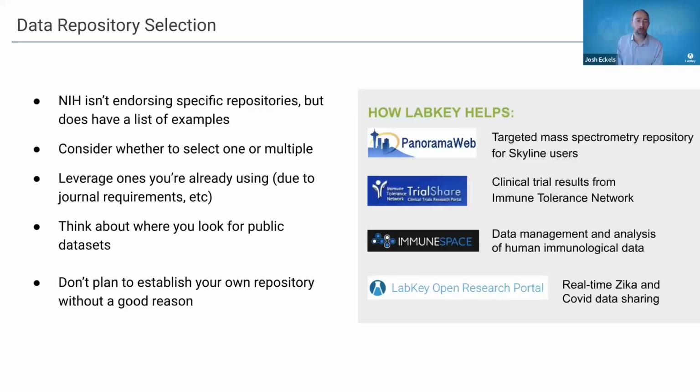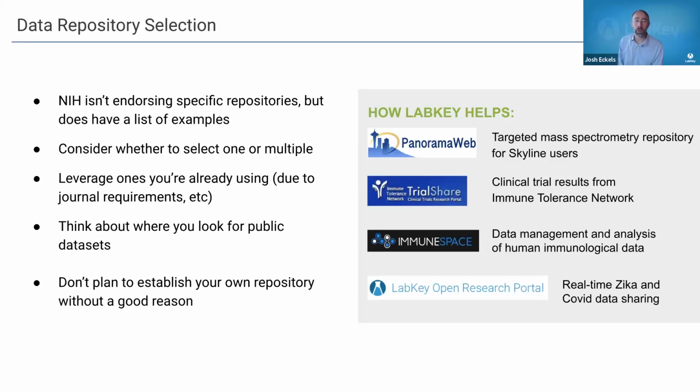There are some general purpose repositories. Think of them more as just a Dropbox or something like that, where you can upload files that don't have a more specialized repository that comes to mind. NIH, like almost every element of this data plan, isn't endorsing specific repositories. They do have a pretty extensive list of ones that they think are good resources. You may need to split across multiple depending on what types of data you're generating. And you just think, where do you look for data like this already? Odds are that's a place that you can deposit.